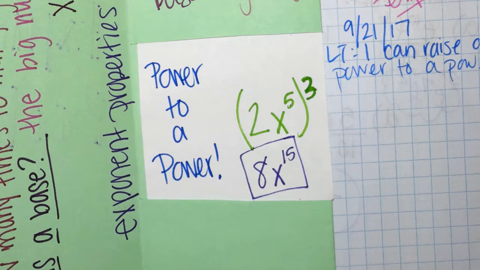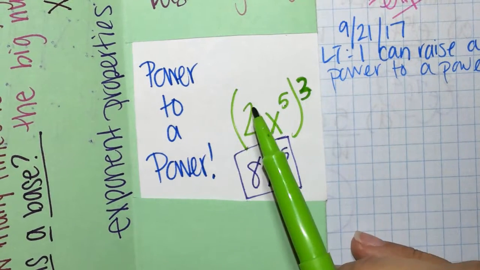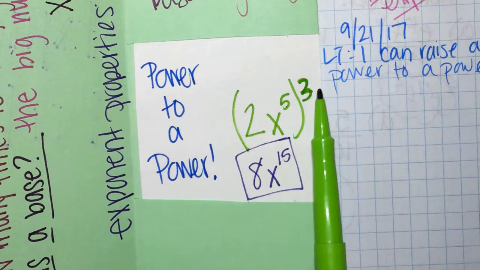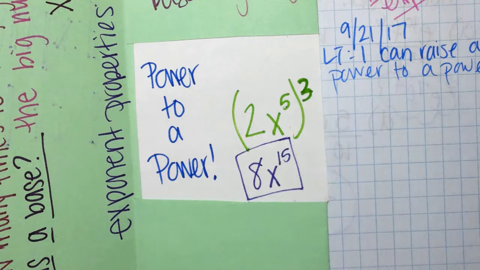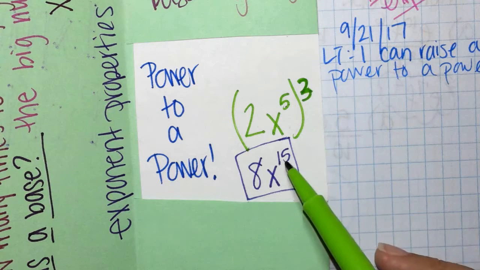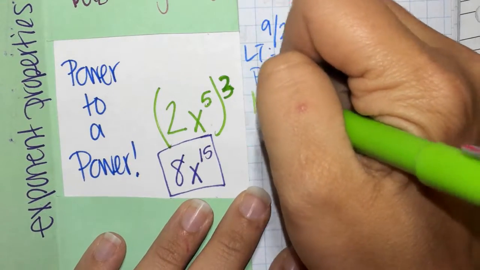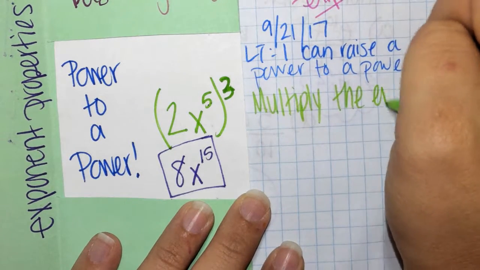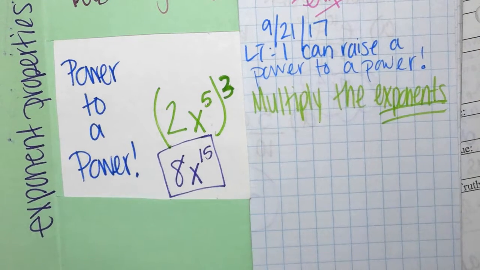All right, so let's walk through it again. Okay, so we did 2 cubed. Because this is a base, you do 2 times 2 times 2, because it says to do it 3 times. And you do 5 times 3 and you get 15. So when you raise a power to a power, you multiply the exponents. And that's very important that you multiply the exponents.